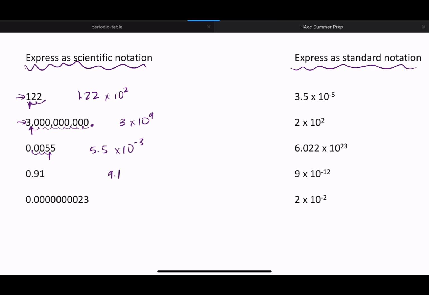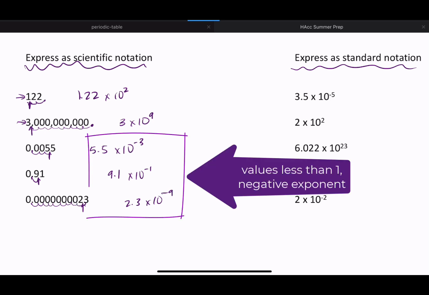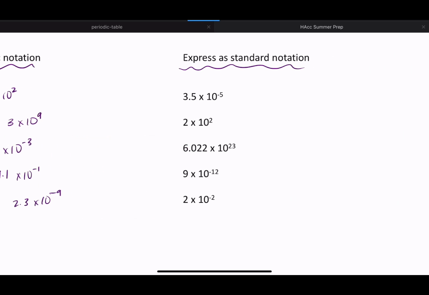0.91, we know that it'll be 9.1. The decimal needs to be there. It's currently here. It needs to move 1 place, so times 10 to the -1. Here we have 2.3 times 10 to something. We need the decimal to be here. It's currently here. 1, 2, 3, 4, 5, 6, 7, 8, 9. -9. Yes? All right. Let's go in the other direction.